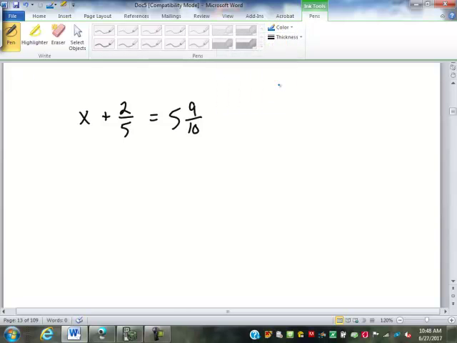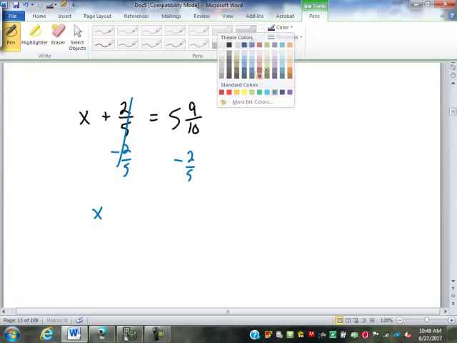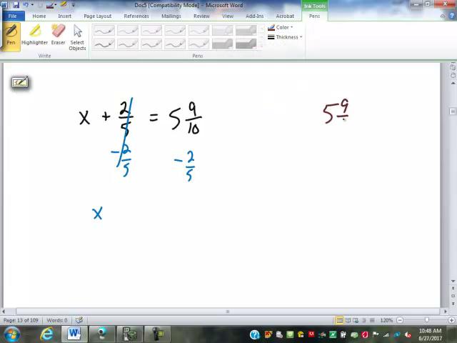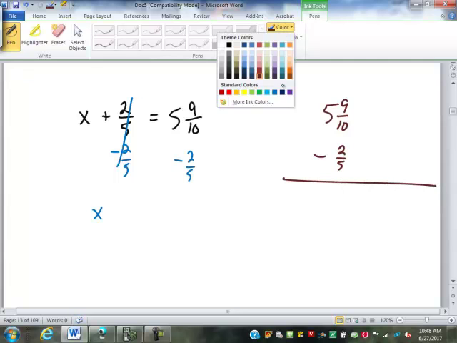So what do we have to do here? Exactly, we're going to subtract the 2/5. So that's gone, leaving us x there. We subtract 2/5 from the other side. So we have 5 and 9/10 minus 2/5. What do we have to do?